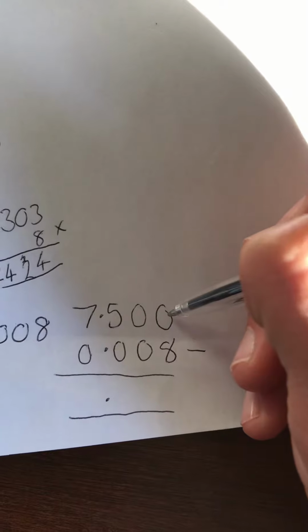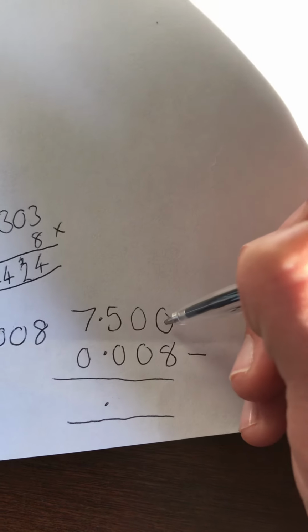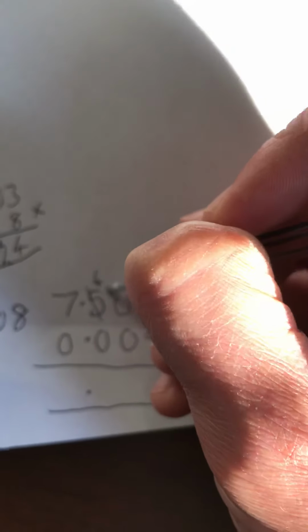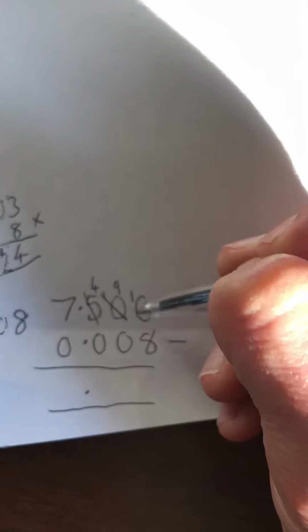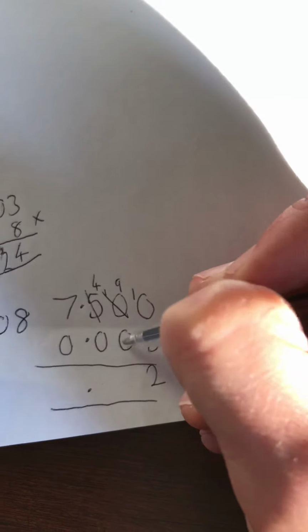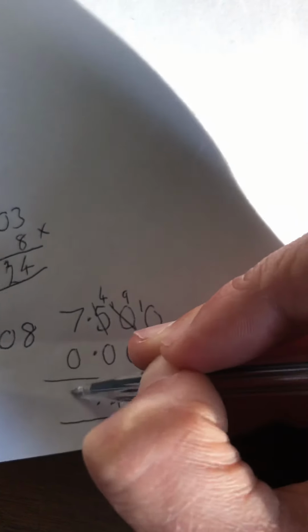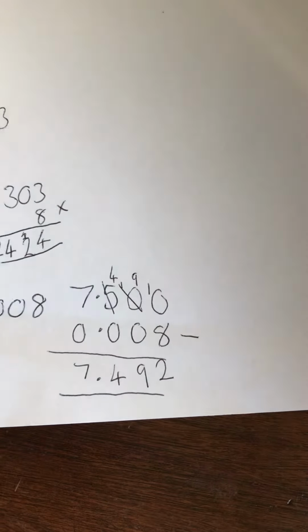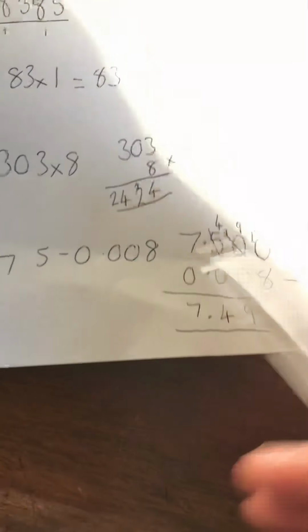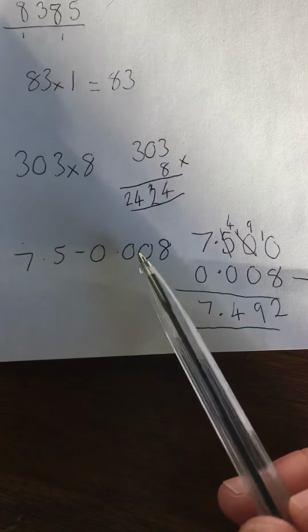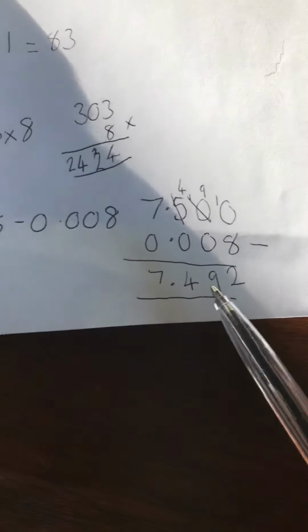I need to steal because the digit on top is smaller. I need to go all the way over there. 10 becomes 9. Now I've got 10 take away 8 is 2. 9 take away 0 is 9. 4 take away 0 is 4. 7 take away 0 is 7. An answer of 7.492. You may have done that using a mental strategy, using your knowledge of the place value. Either way, you should still get the same answer.